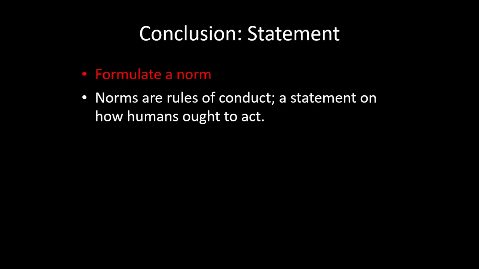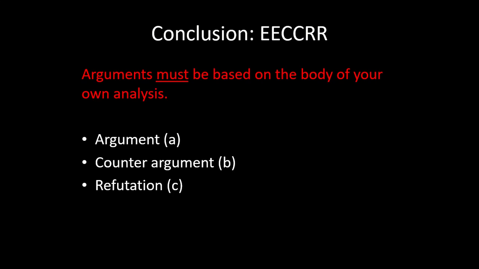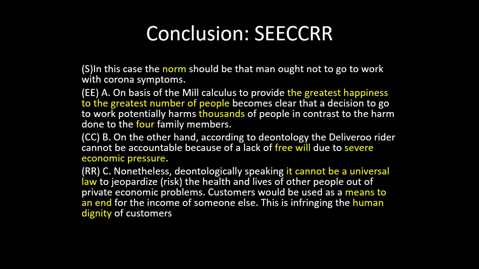The conclusion concerns a statement: formulate a norm that states a rule of conduct, a statement on how humans in your ethical dilemma ought to act. And after that, your arguments must be based on the body of your own analysis. So you write down nothing new, but you write it down summarized and in a correct order in order to make sense of the pros and cons of a certain norm over another.